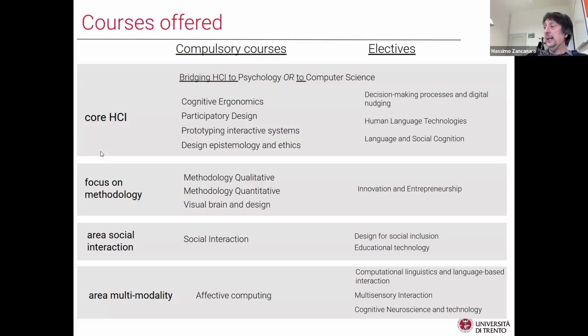On the multimodality aspects, you have some elective courses, specifically on computational linguistics and language-based interaction, which now with ChatGPT and similar are very, very fashionable, but there is a lot of other things to design around that. Multisensory interaction, which has to do with wearable computers, virtual reality, and other things, and cognitive neuroscience and technology.